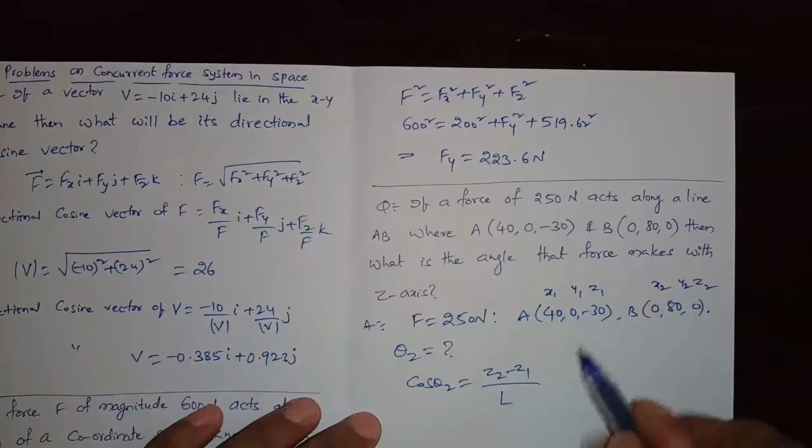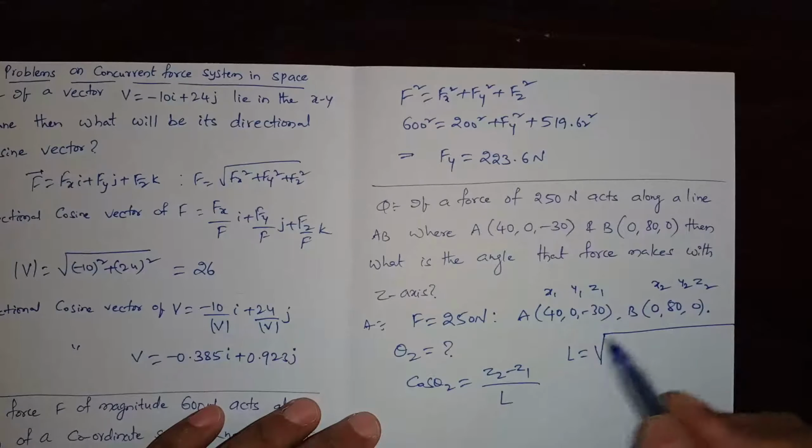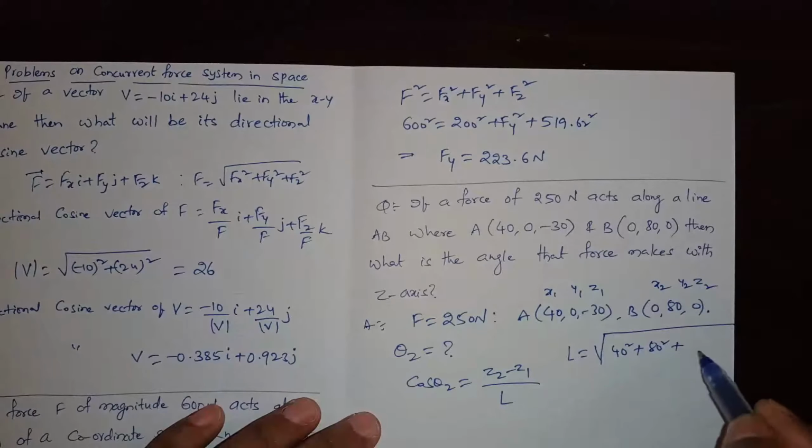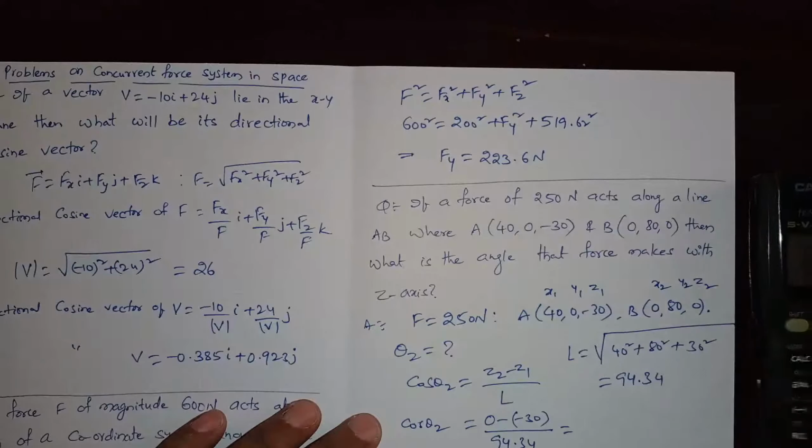So here L value is equal to under root x2 minus x1 whole square, that is 40 square, y2 minus y1 whole square, that is 80 square, and 0 minus 30, that is 30 square. So we got this L is equal to 94.34.